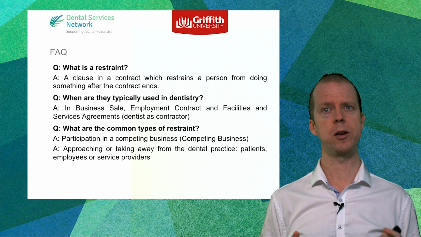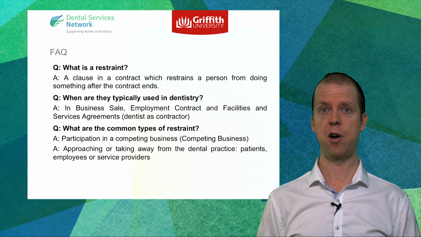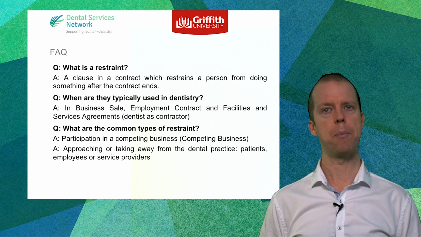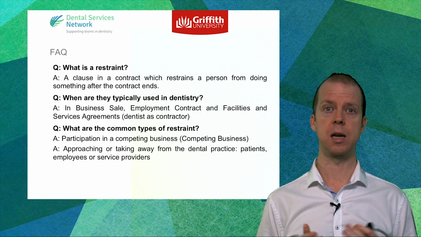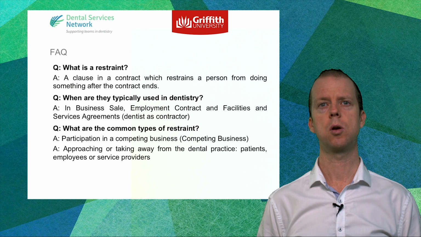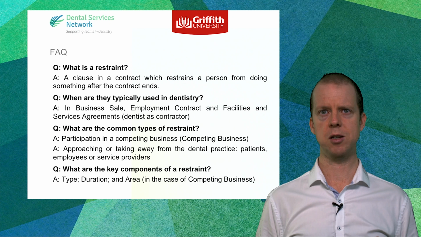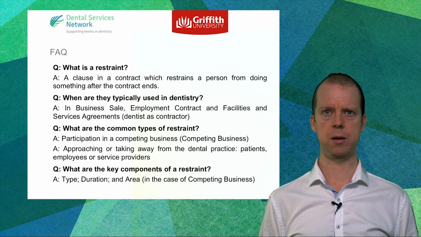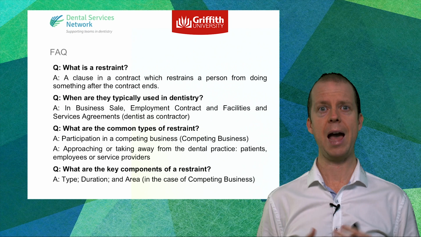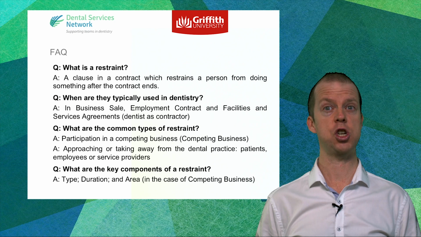There are two common types of restraint: stopping a dentist from being involved in a competing business, and stopping a dentist from approaching or taking away from the dental practice, patients, employees, or service providers. Both restraint types will typically have a time limit known as a time or duration restraint, and in the case of a competing business, an area or geographic restraint.